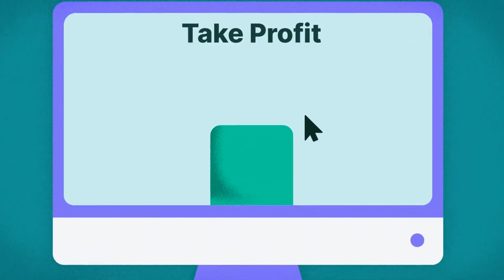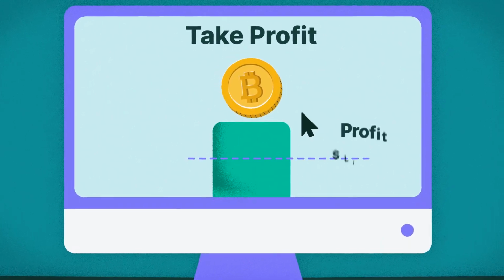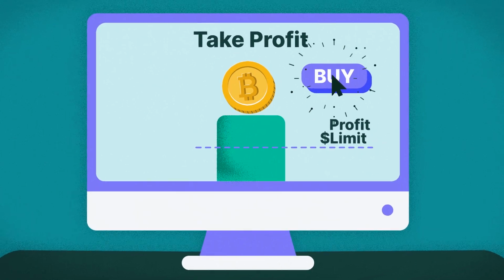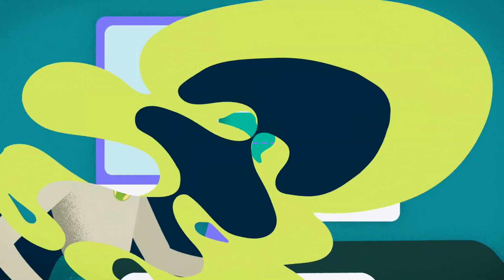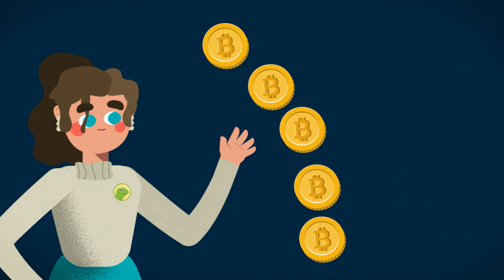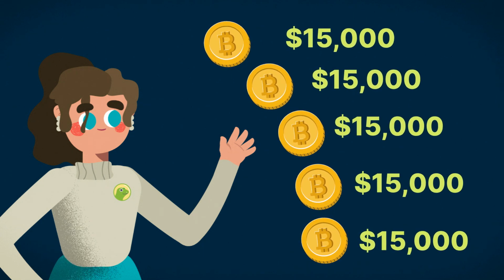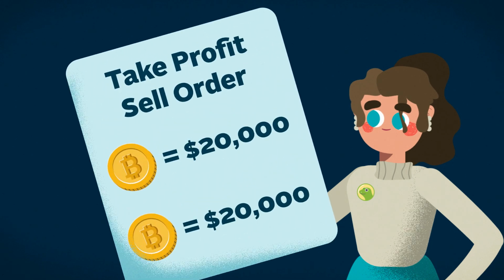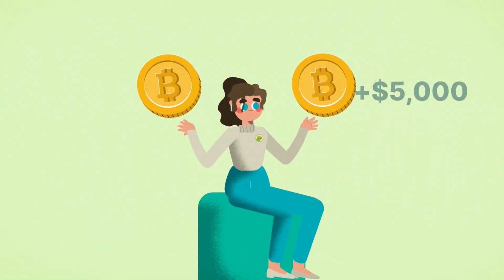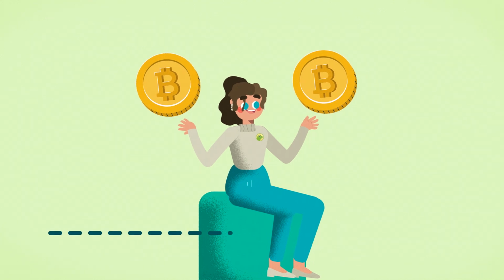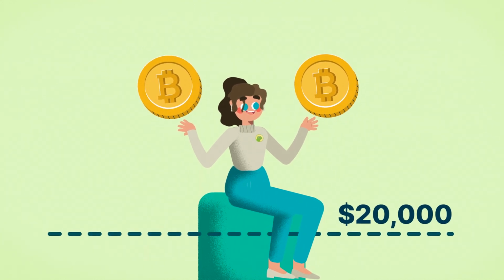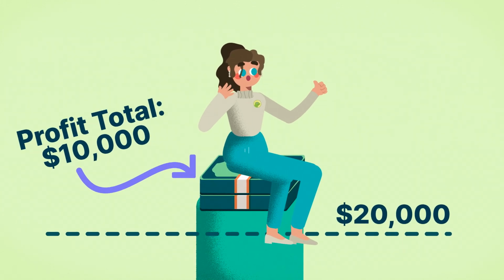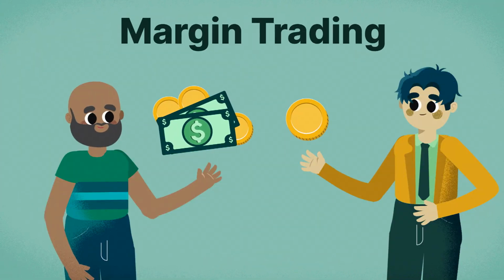Take profit. Take profit, on the other hand, refers to setting a limit to buy or sell crypto at a price where your trading position is in profit. For instance, if you buy 5 BTC at $15,000 each with a take profit sell order for 2 BTC at $20,000, the exchange will sell 2 of your BTC when the market price per BTC reaches $20,000, thus securing you $10,000 in profit.